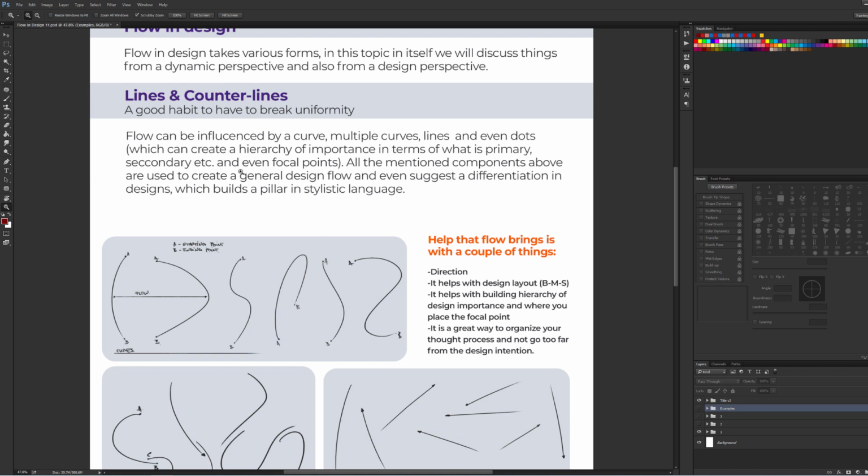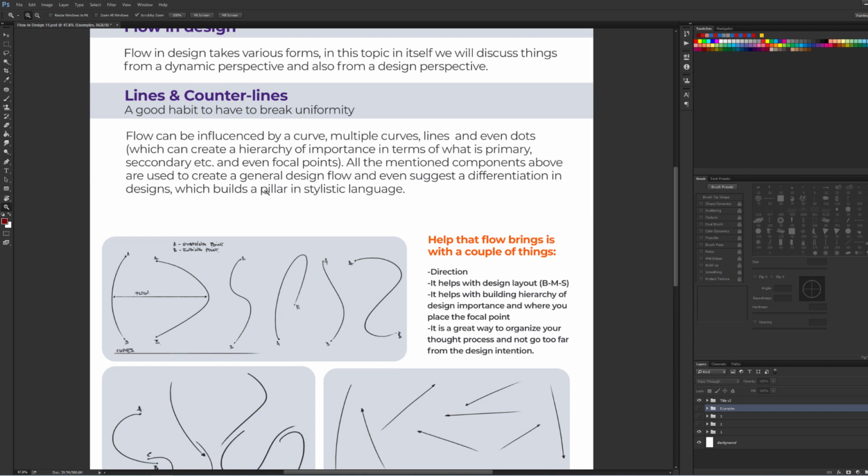When we speak about flow in design, we're speaking about the collective components that make your artwork stand together. We're not speaking only about individual parts, but about a whole. Of course, for the individual parts, we'll talk about lines and counterlines in specific areas, and we'll showcase them in the examples that are going to come up. All the mentioned components are used to create general design flow and even suggest a differentiation in design, which builds a pillar in stylistic language.